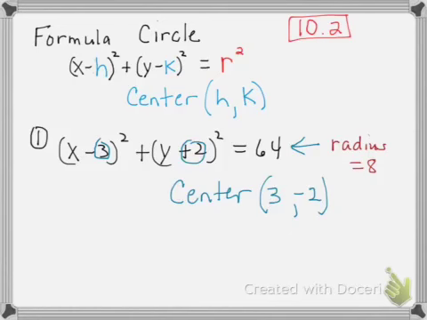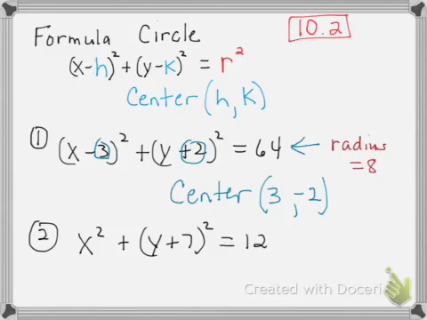If I give you, let's do a unique looking one here: x squared plus y plus 7 squared equals 12. Now, the first thing we realize is we didn't move x at all. We have no h. So that means the center is located at x equals 0. The y coordinate of the center is taking this number and putting in the opposite. So we went down 7 from 0.